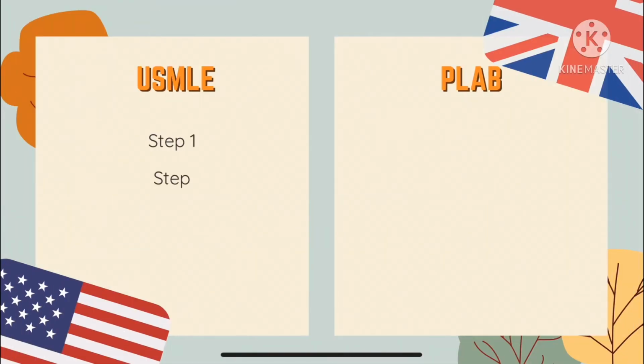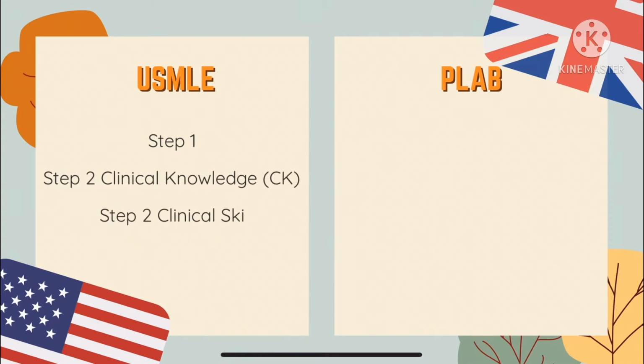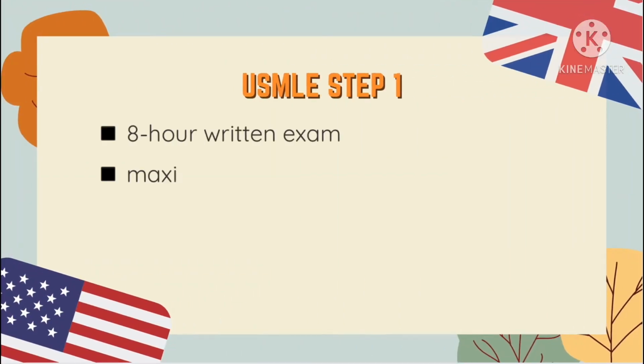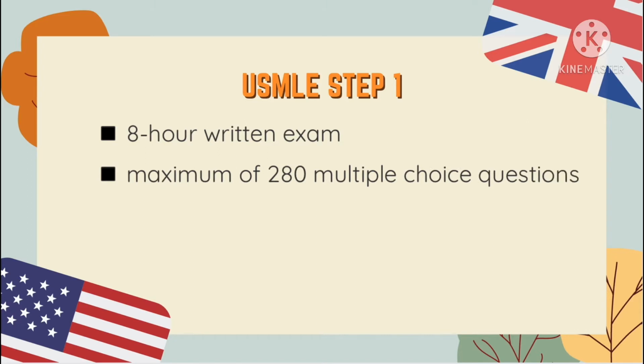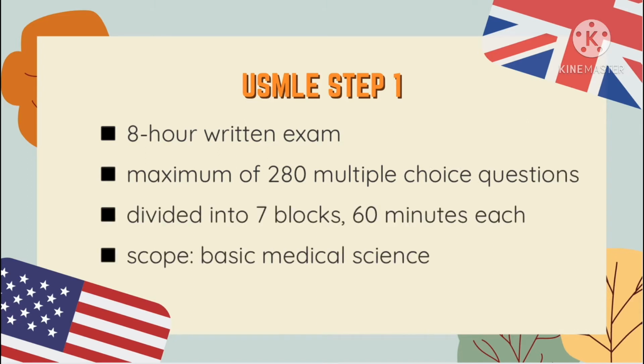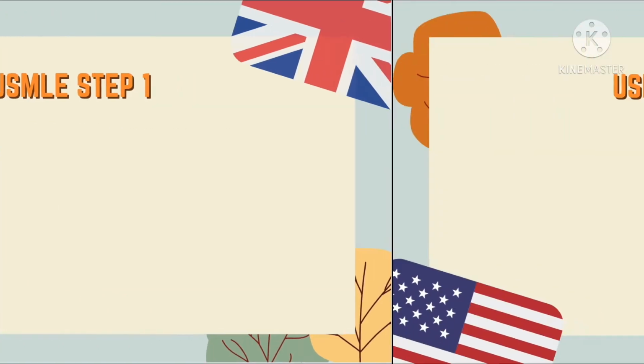The USMLE consists of 4 different exams: Step 1, Step 2 Clinical Knowledge, Step 2 Clinical Skills, and Step 3. Let's discuss this one by one. USMLE Step 1 is an 8-hour written exam made up of a maximum of 280 multiple-choice questions, divided into 7 blocks, lasting 60 minutes each. This exam focuses on basic medical sciences.